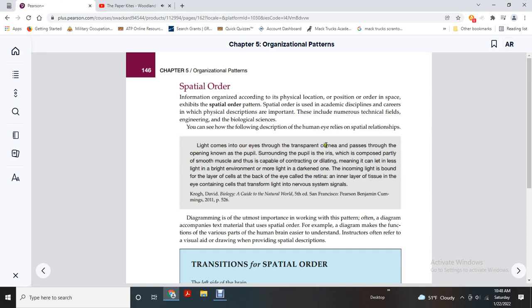Light comes into our eyes through the transparent cornea and passes through an opening known as the pupil. Surrounding the pupil is the iris, which is composed partially of smooth muscle that is capable of contracting and dilating, meaning it can let less light in bright environments and more light in darkened ones. Incoming light is bound for layers of cells at the back of the eye called the retina. The inner layer of tissue in the eye contains cells that transform light into nervous system signals. That's Krogh, David, Biology: A Guide to the Natural World, 5th edition, San Francisco, Pearson Benjamin Cummings, 2011, page 526.